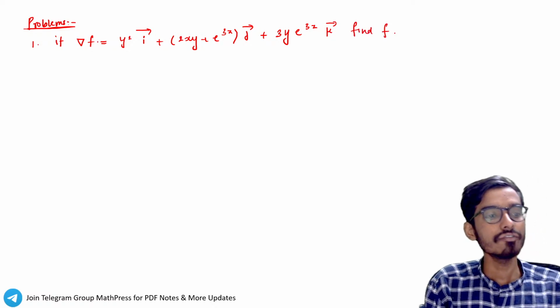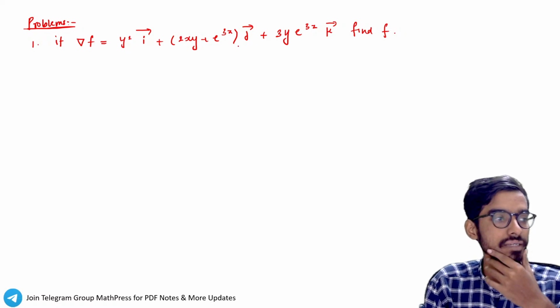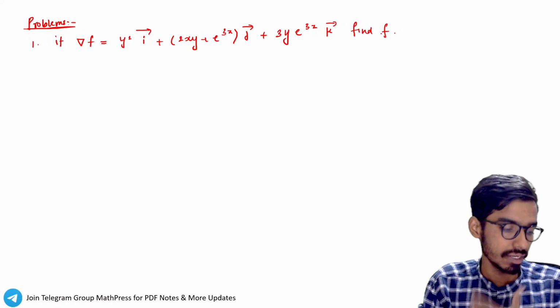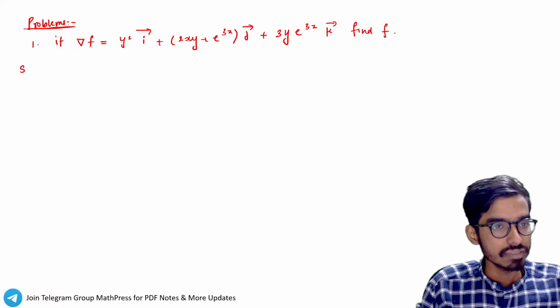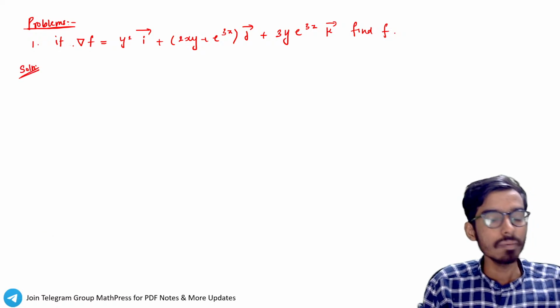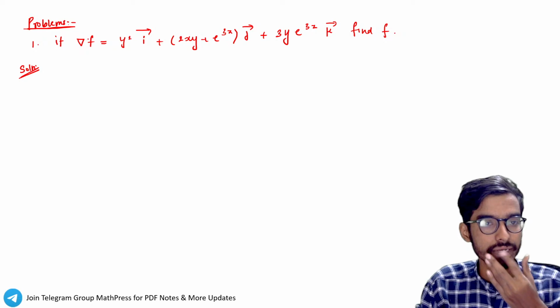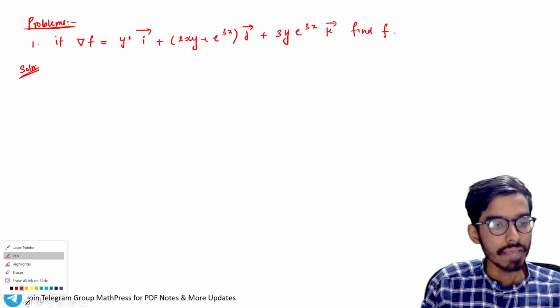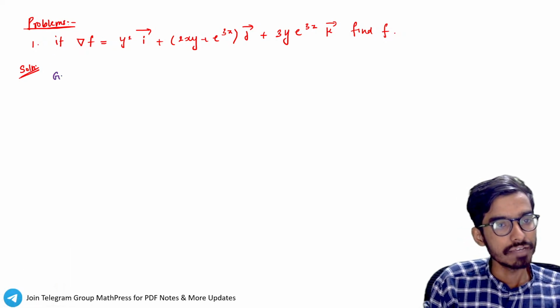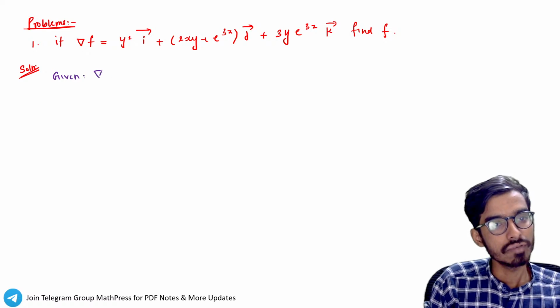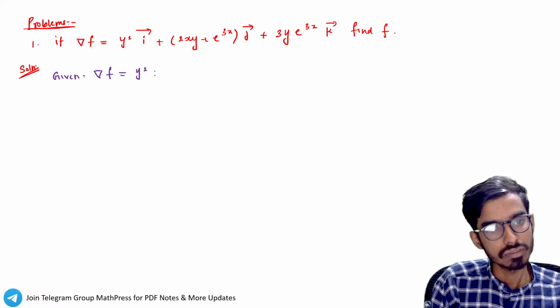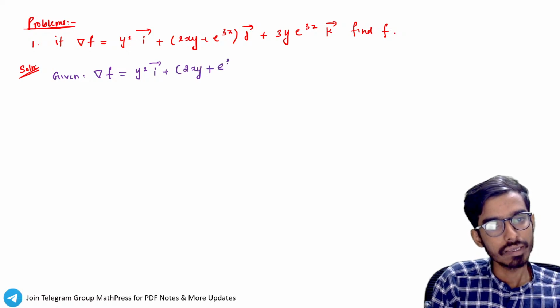So they are given del f, that is a given vector point function. You need to find f, right? You have to listen to this very carefully. If you understand the first problem, then you can do the remaining problems, right? They have given del f. So del f is y square i vector, 2xy plus e power 3z j vector, 3y e power 3z k vector, right?